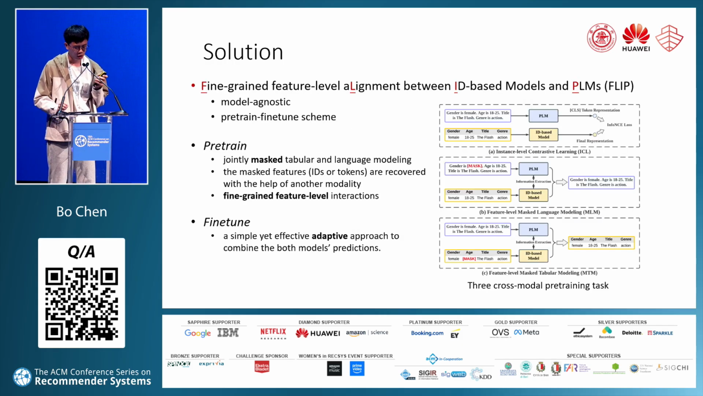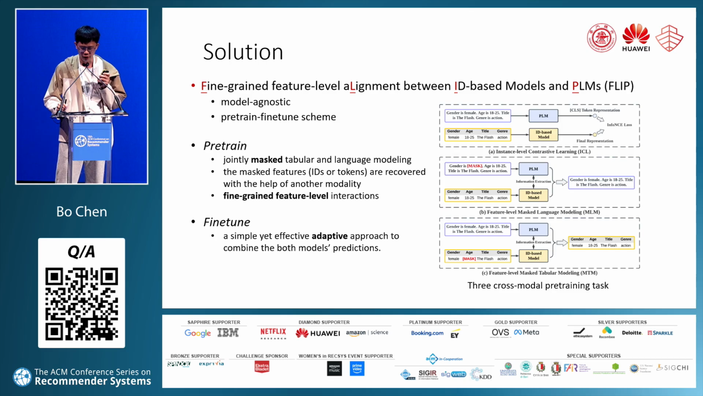Therefore, we propose FLIP to conduct fine-grained feature-level alignment between the ID-based models and the pre-trained language models. FLIP is a model-agnostic framework that adopts the pre-train and fine-tune schema. For the pre-training stage, we jointly mask the tabular and the language modeling, where the masked features, including the IDs or the tokens from one modality, are recovered with the help of the other one.